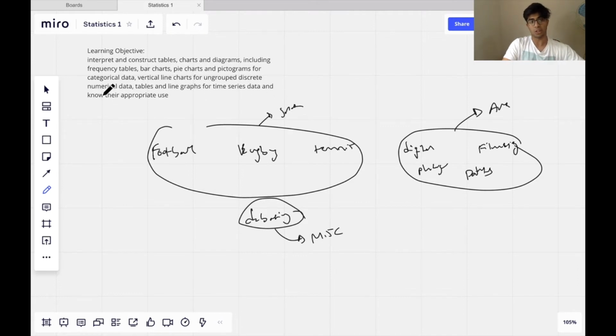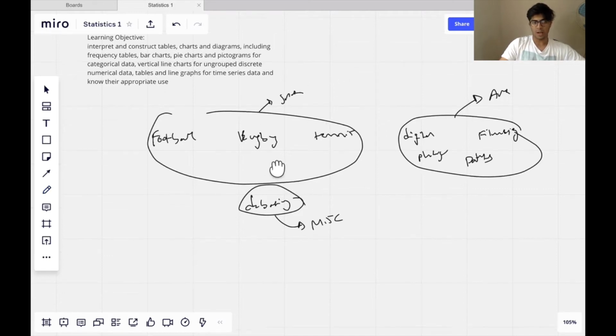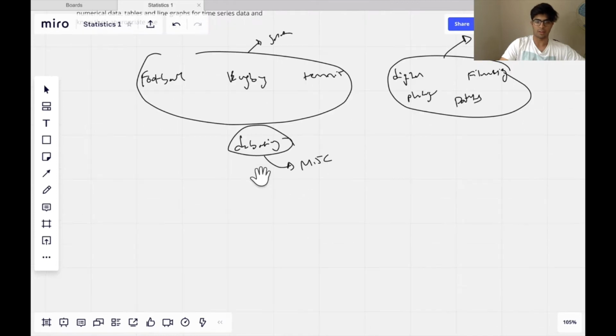Numerical data just involves numbers. And of course, ungrouped means that you don't group it together. There are loads of ways of grouping things, but in this case what it really means is that, say for example, you have children with a bunch of different ages.